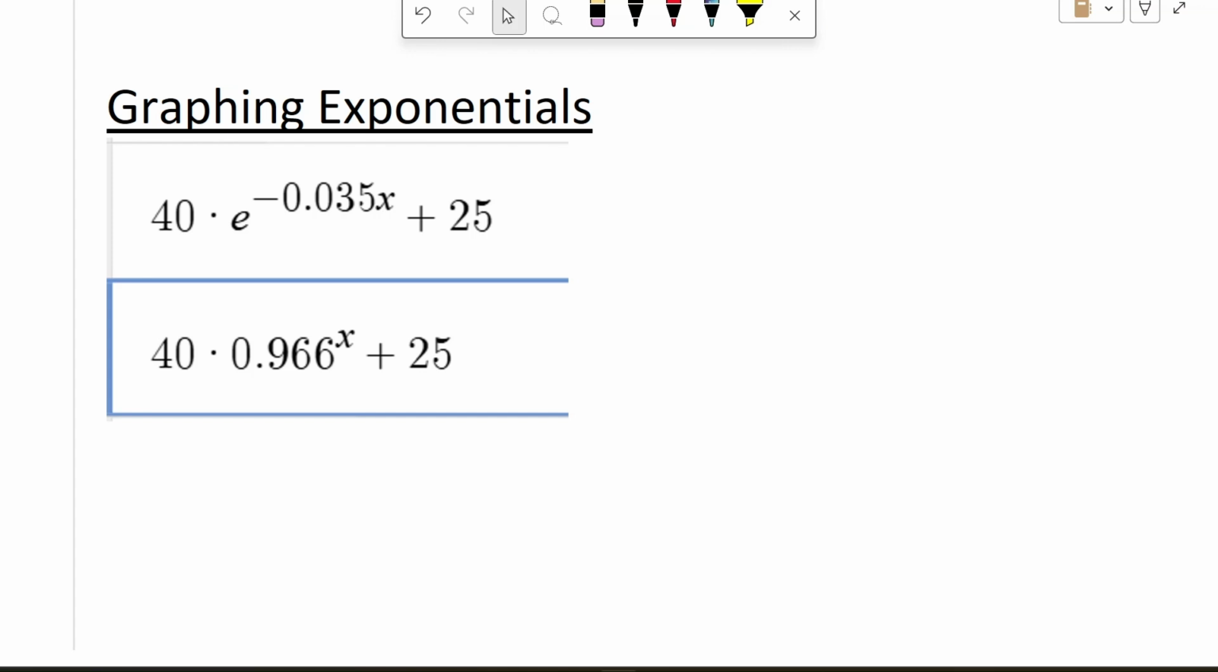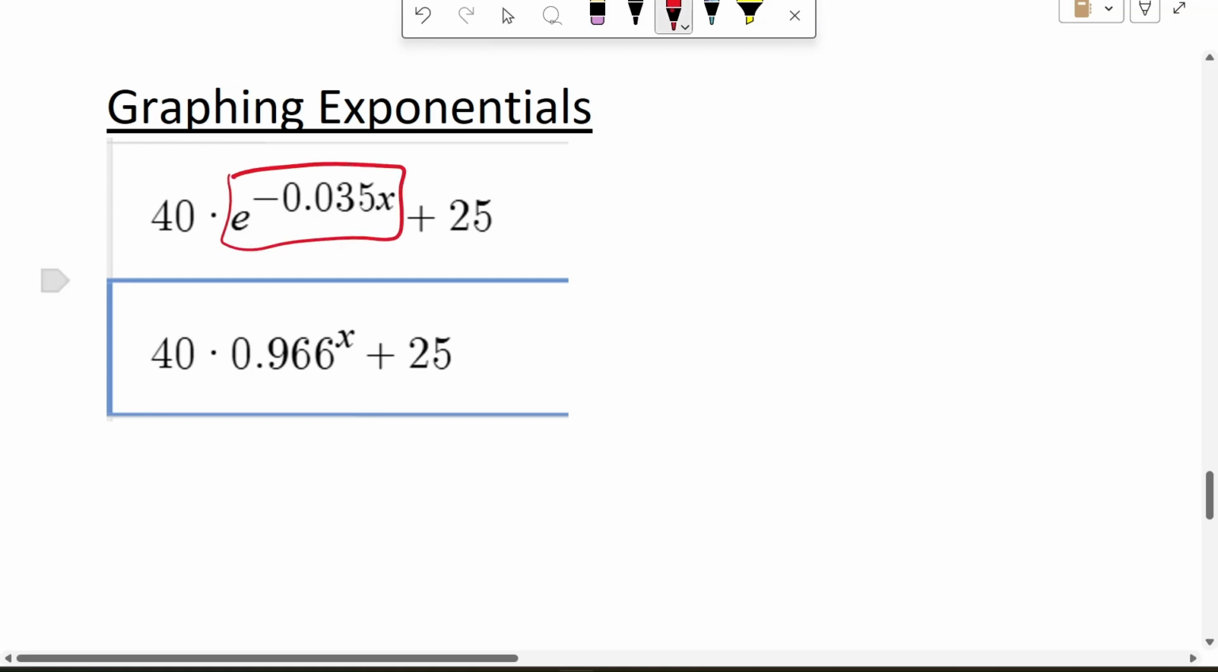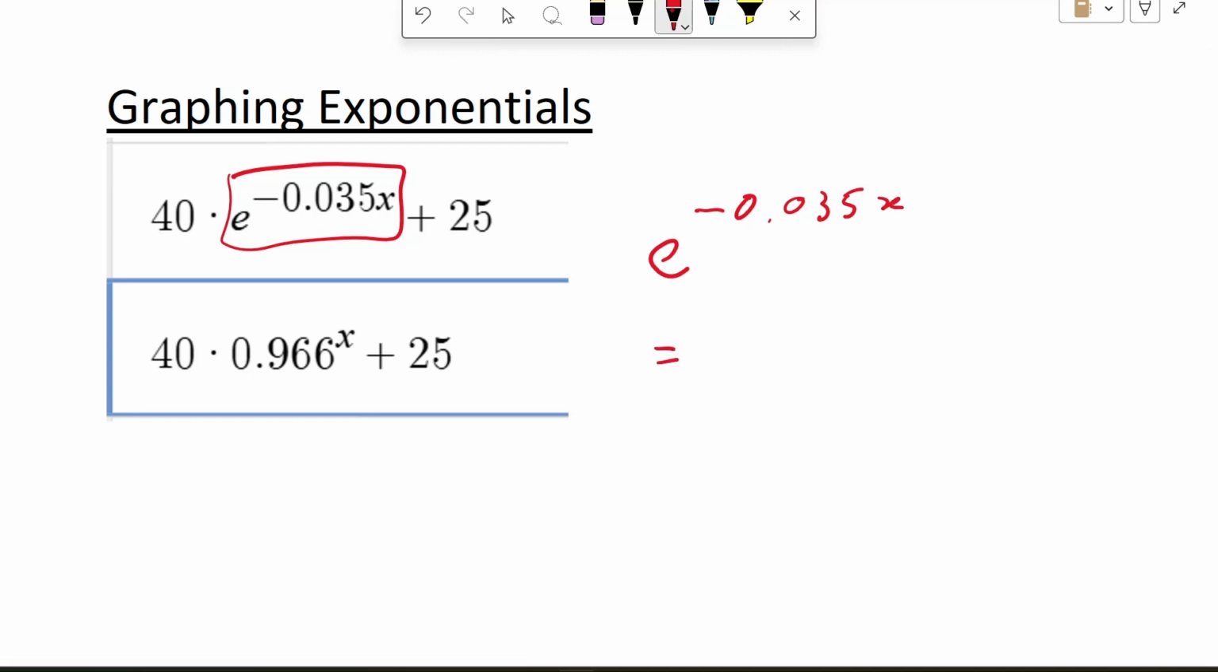Now you might be wondering why these two models are actually equivalent, and the key is actually in index laws. So if we look at something like this, e to the power of minus 0.035x, we can use index laws to write that like e to the power of minus 0.035, all to the power of x.